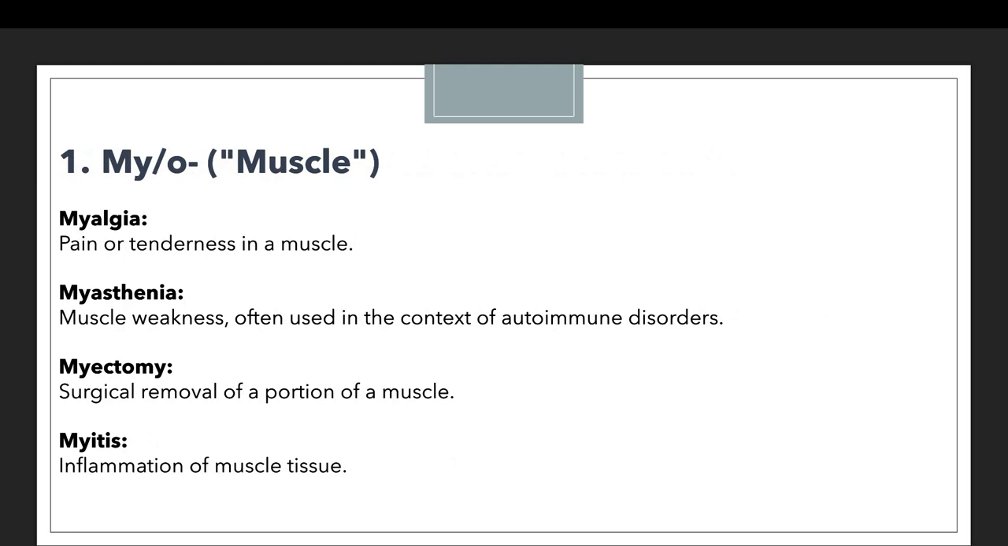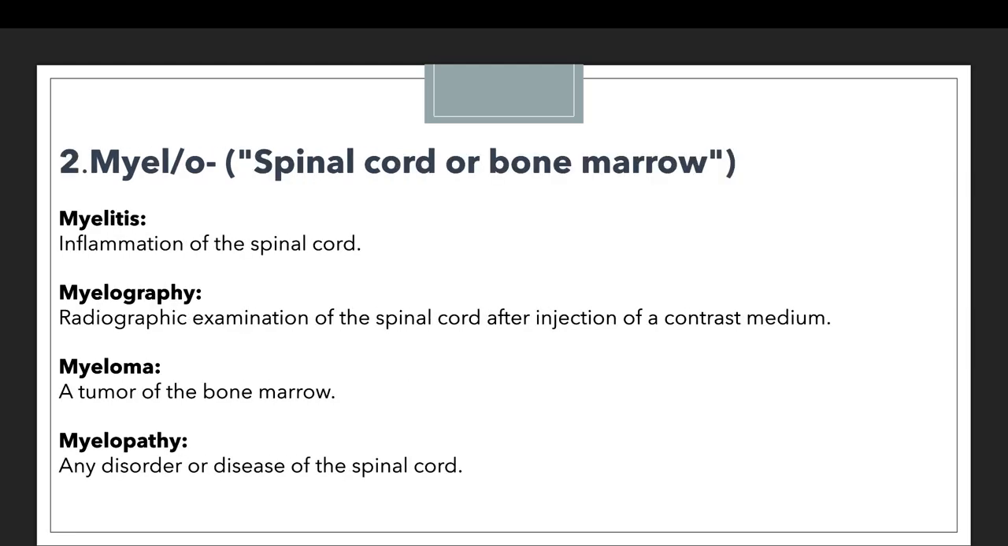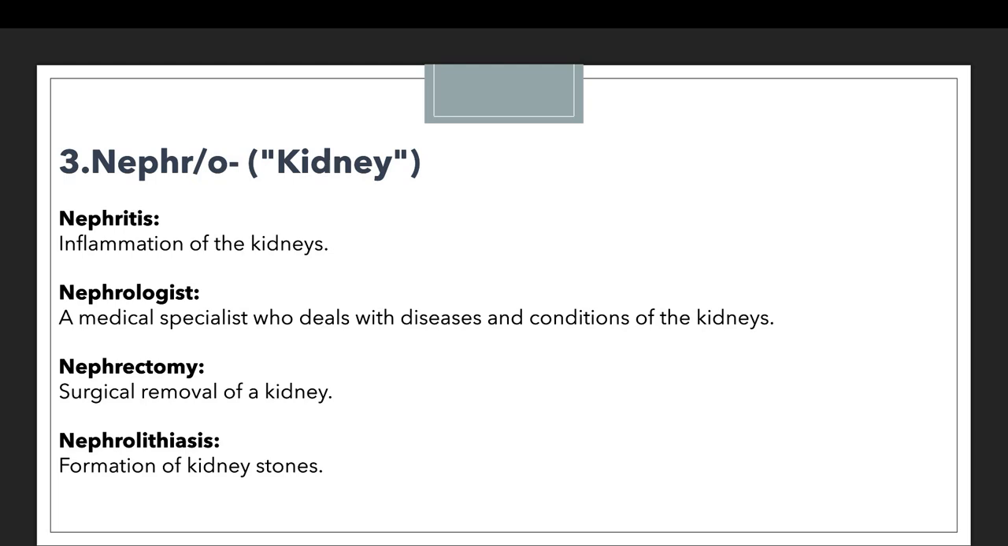Okay, so far we have discussed two prefixes. First one is my or myo, related to muscle. Then we discussed myel or myelo, related to spinal cord or bone marrow. And then we have another third prefix, which is nephro. Nephr or nephro means kidney. So if there is a discussion related to kidney, then we will use the prefix nephr or nephro.